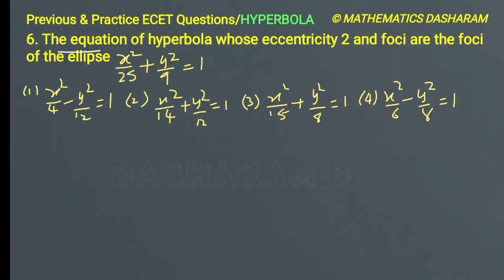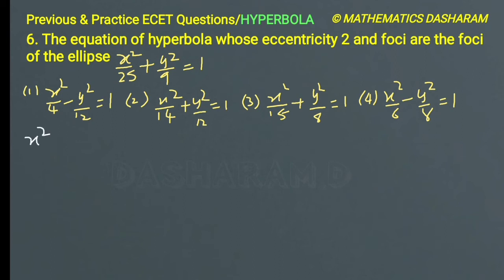Sixth question: the equation of a hyperbola whose eccentricity is 2 and whose foci are the foci of the ellipse x square by 25 plus y square by 9 equals 1. So he is asking for the equation of a hyperbola whose eccentricity and foci are given, but the foci are equal to the foci of this ellipse. So let us find the foci of this ellipse first of all.